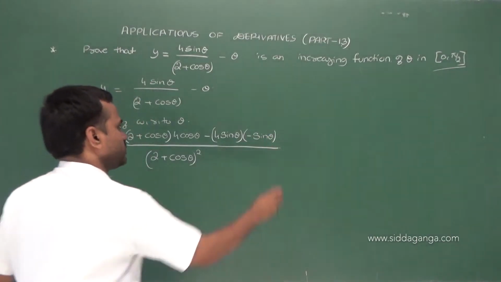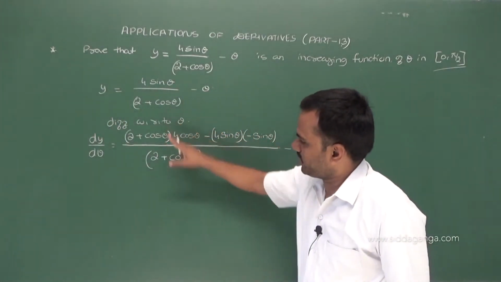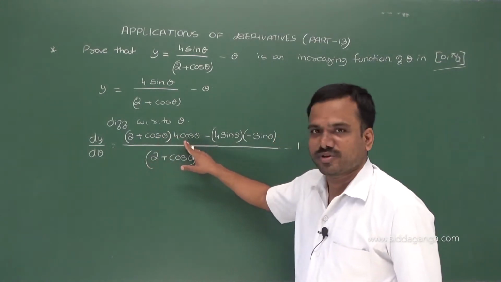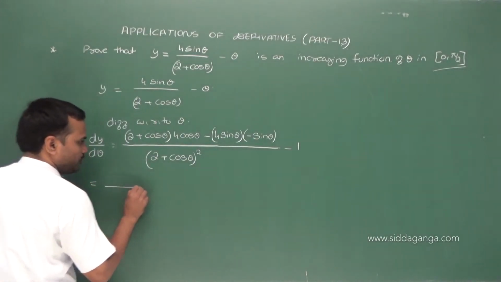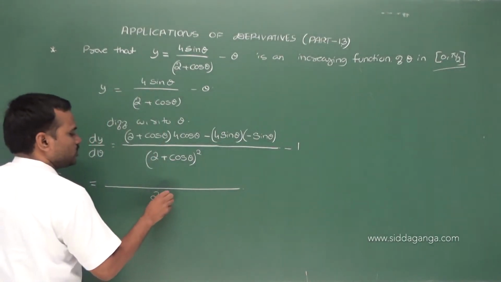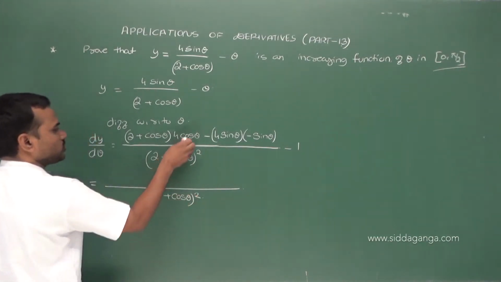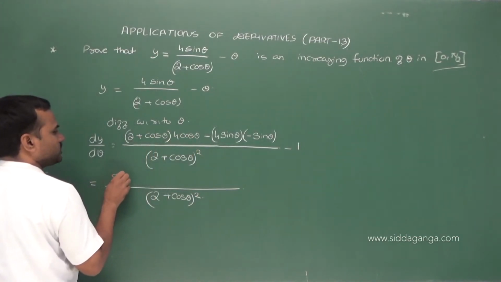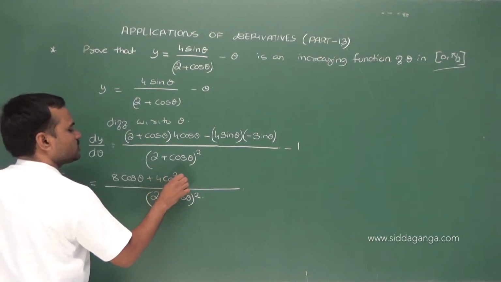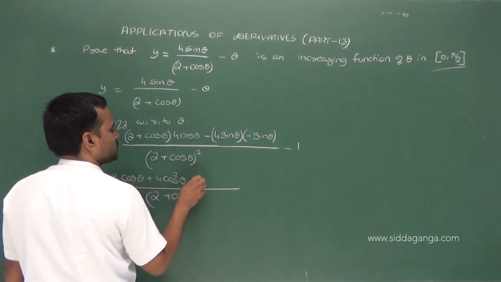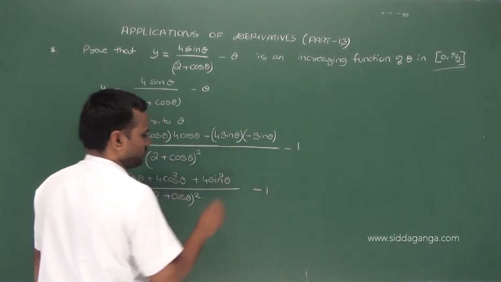This part is over, minus 1. Denominator square. Denominator into derivative of numerator minus numerator into derivative of denominator. So that is equal to, we simplify this one first. 2 plus cos theta whole square. So 4 we multiply these two terms, 8 cos theta, correct? Plus 4 cos theta into cos theta, cos square theta, minus into minus plus 4 sin square theta minus 1. This is the next step.